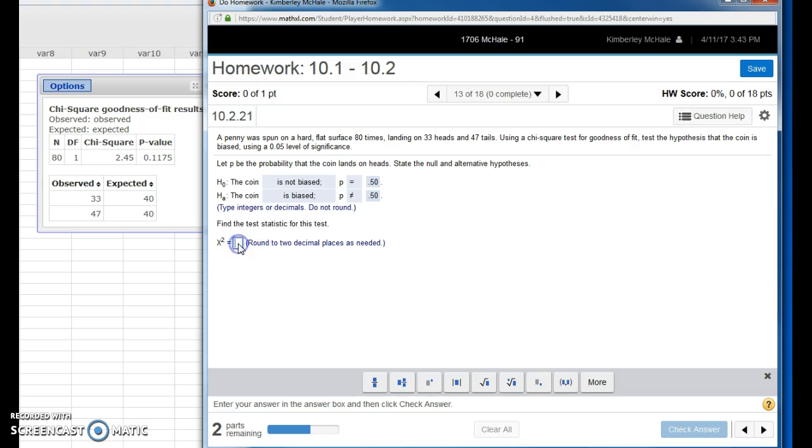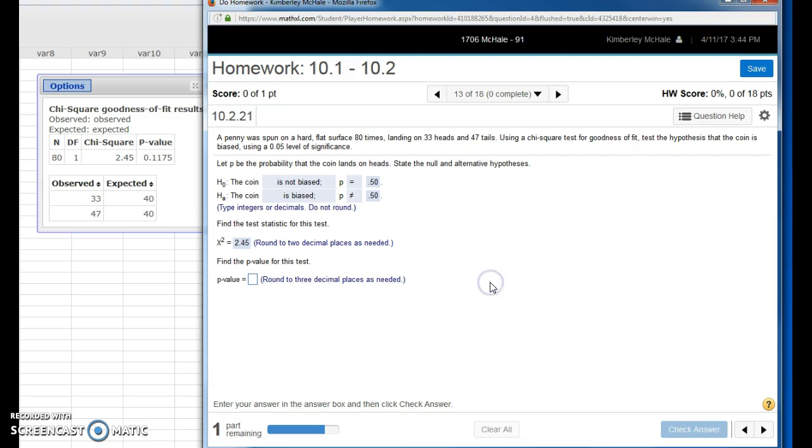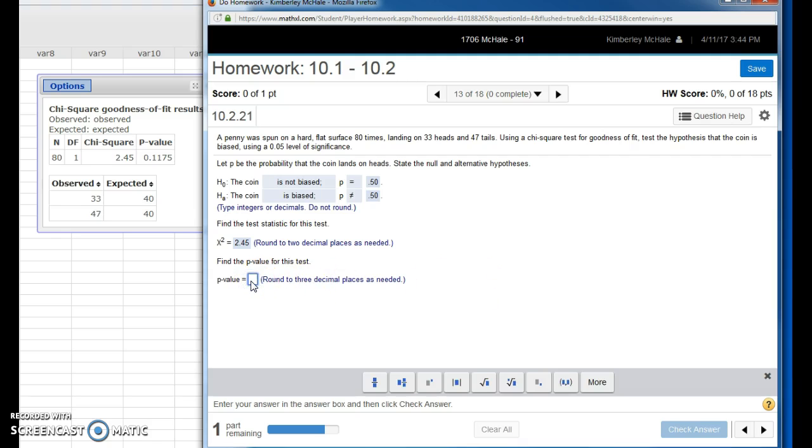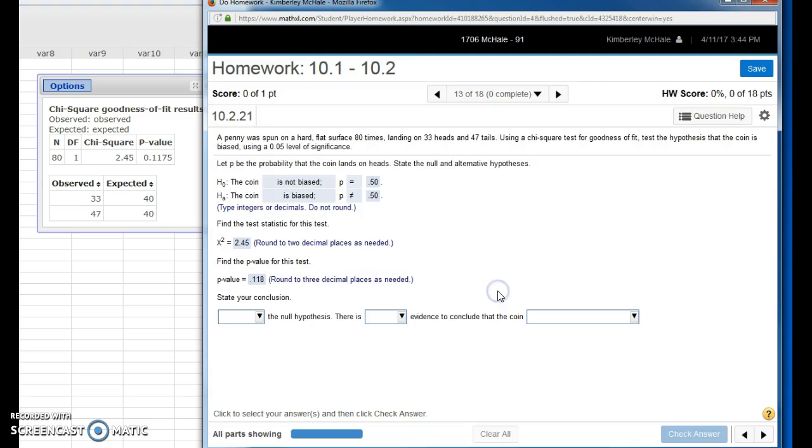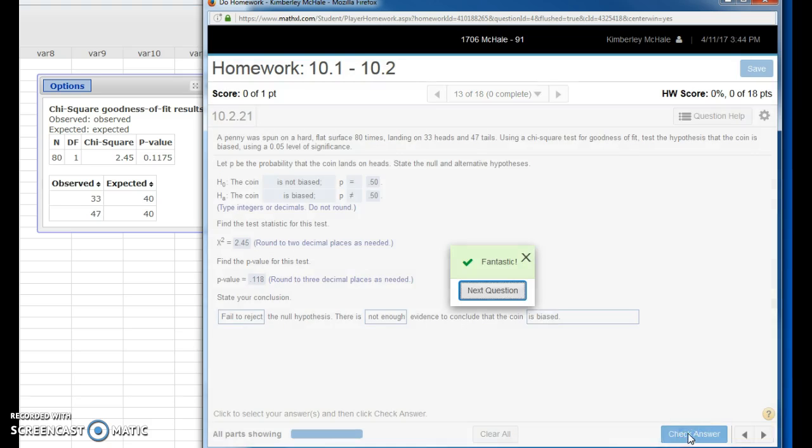So 2.45. My p-value is 0.118, rounded to 3 places. And I'm testing that against a 0.05 level of significance. My p-value is larger, so I will not reject the null hypothesis. If I do not reject the null hypothesis, then there's no evidence to conclude that the coin is biased. We have to assume it's still not biased.